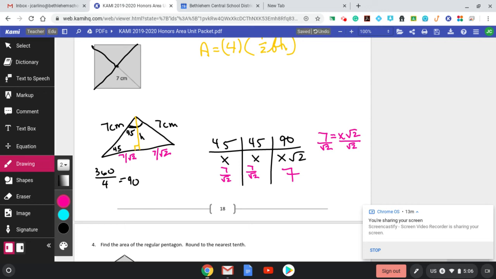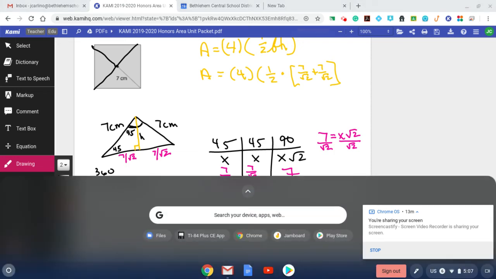Okay, you guys ready here? This is going to be a little messy, but you can handle it. You're honors, right? So it's going to be 4 times 1/2 times, now look at the base. The base is going to be 7 over radical 2 plus 7 over radical 2, whatever that ends up being. If you want to check it out real quick on the calc.